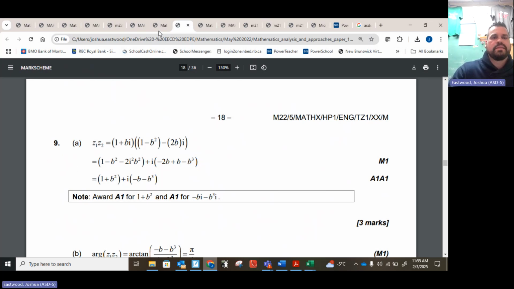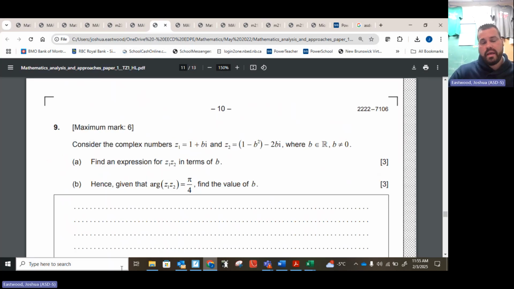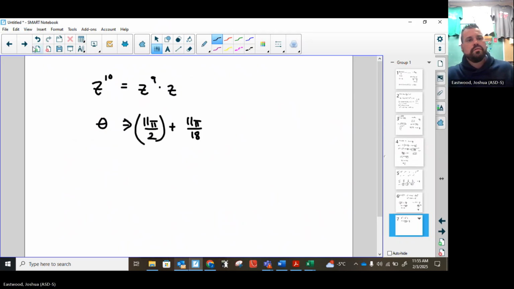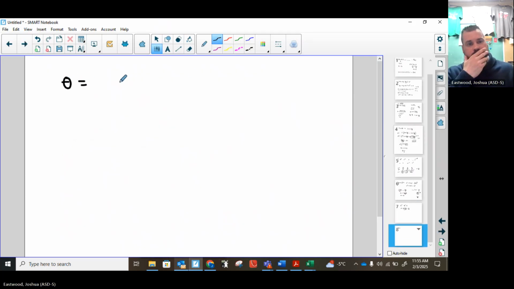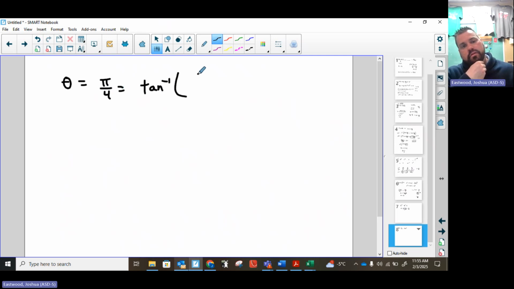Now, the question then says, once you have that, hence, given that the argument of z1 z2 is equal to pi over 4, find the value of b. So now we've switched to polar, but if theta is pi over 4 and is the arctan of b over a, what that necessarily implies is that b over a has to equal 1, because the tangent of pi over 4 is 1.